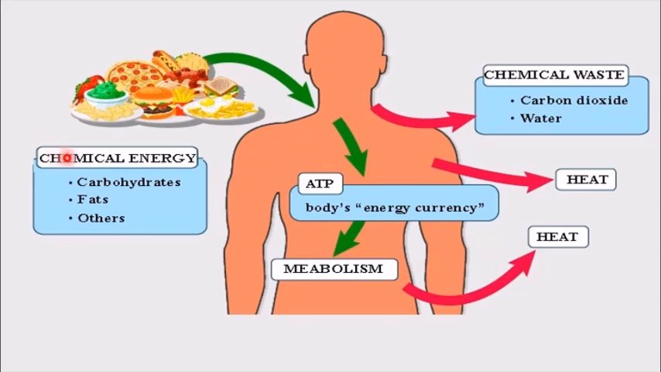So we get our energy from our food, and the food that we consume is broken down into carbohydrates, fats, proteins and other things. The energy that we get is in the form of ATP, that is adenosine triphosphate, and this energy we utilize for our metabolism. While utilizing this energy, carbon dioxide and water are produced as waste in our body. Also, in the form of heat, our body gives out some amount of energy.